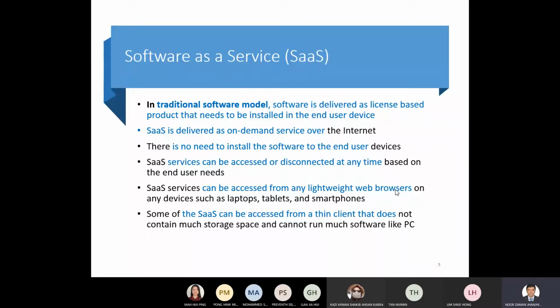SaaS services can be accessed from any lightweight web browser. So we can understand that SaaS means software as a service. It is providing services to the user, but those services are in the form of software. So it can be accessed using any web browser, and some of the services can be accessed even from a thin client. I hope you are aware of the thin client. It means that the thin client does not have the capability of processing, but it enables us to access things.